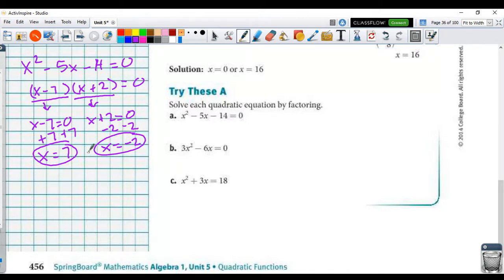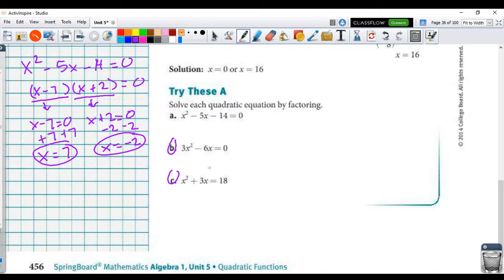So these two x values both actually make this equation true. So we have two answers, and these are the two x-intercepts of this graph. So if you were to set this equal to y and graph this, these are the two x-intercepts. Okay, I want you to try these two. You can pause your video, work on those, and I'm going to give you the answer.